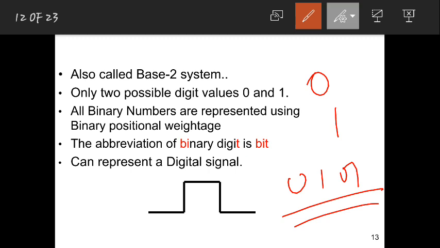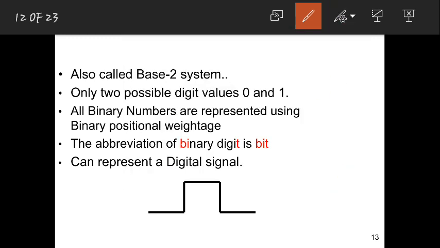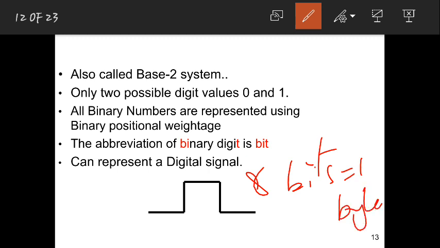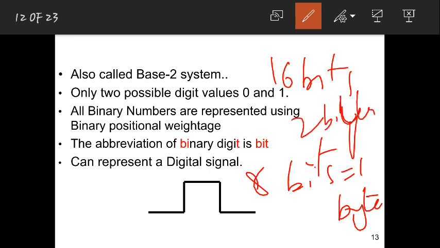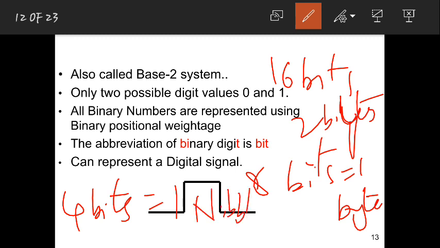If you have 8 bits together, that will be equal to 1 byte. 16 bits will be equal to 2 bytes, and 4 bits will be equal to 1 nibble. So 8 bits will be equal to 2 nibbles, or 1 byte will also be equal to 2 nibbles.